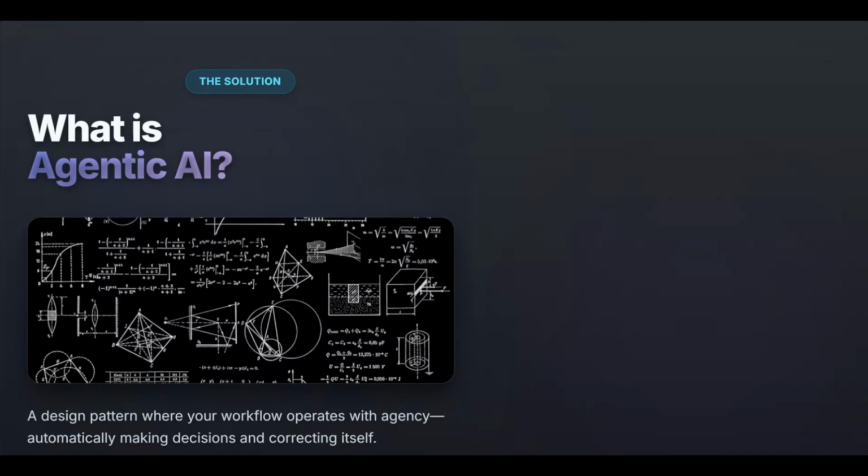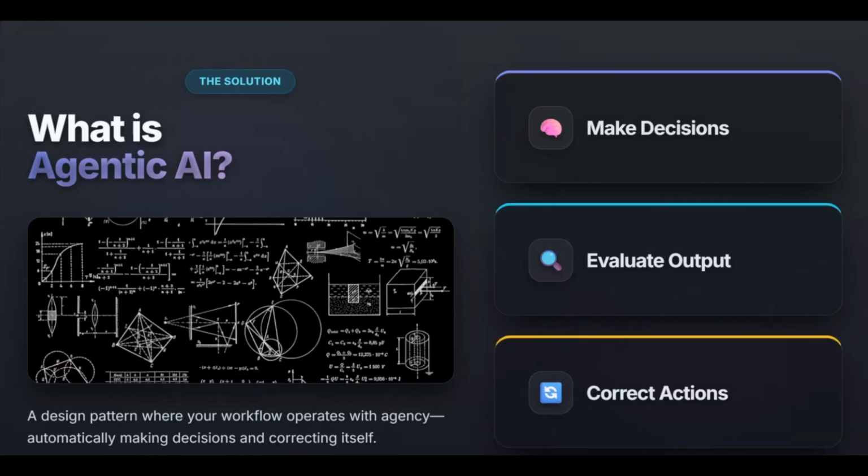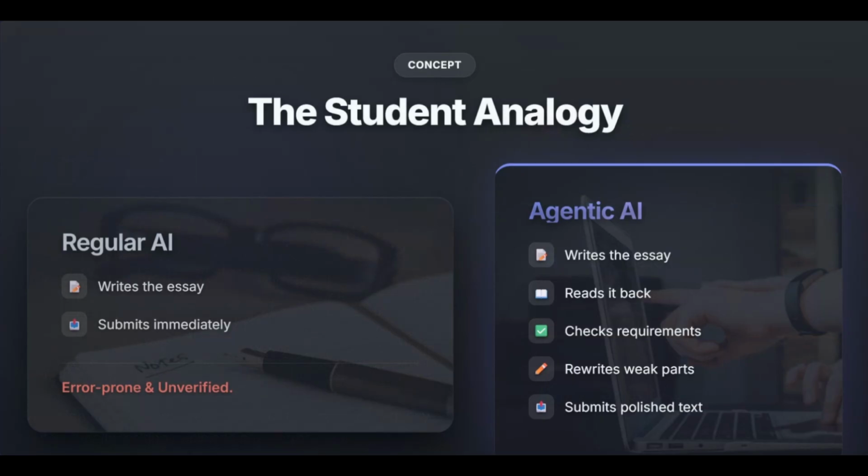So what is Agentic AI? It's a design pattern where your AI workflow can make decisions, evaluate its own output, and take corrective actions without human intervention. Think of it like this. A regular AI is like a student who writes an essay and submits it immediately without reading it. An Agentic AI is like a student who writes the essay, reads it back, checks if it meets the requirements, and rewrites the weak parts before submitting. Same student, but the process makes the output dramatically better.